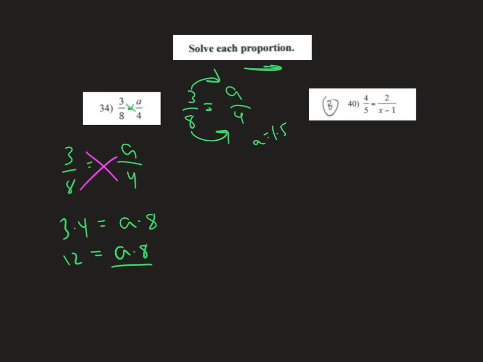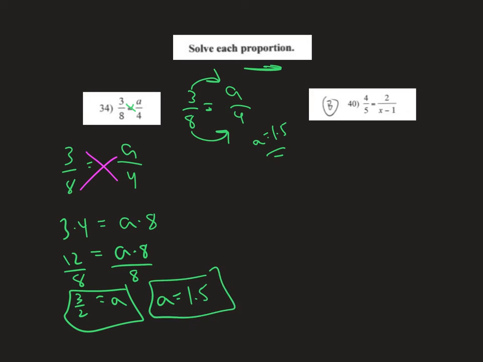Isolate the variable by using inverse operations. That's multiplication. So I'm going to divide by 8 on both sides. And I get 12 over 8. If I reduce top and bottom by 4, I'm going to get 3 halves is equal to a, or a is equal to 1.5, as I stated at the beginning. Decimal or fraction answer, totally acceptable.